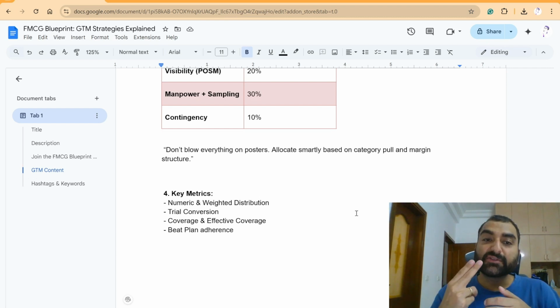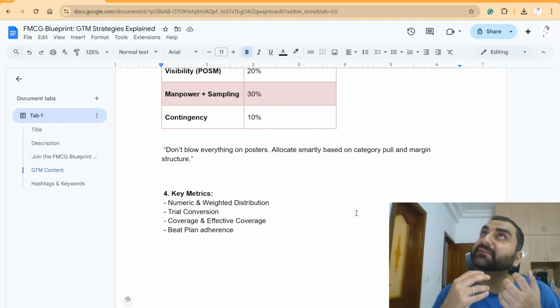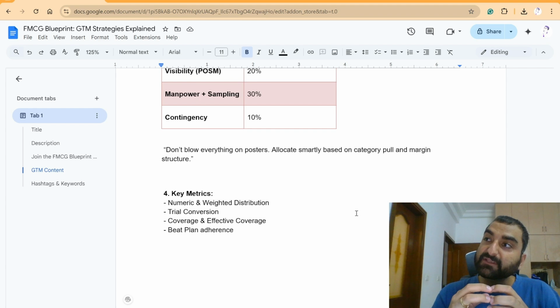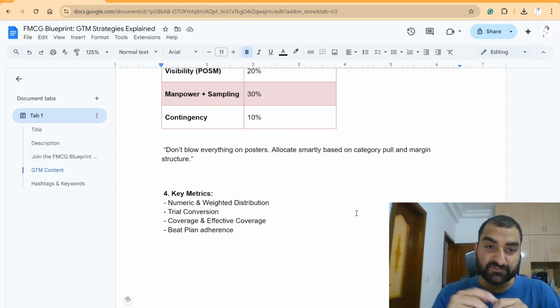Next thing that you need to ensure is coverage as well as effective coverage. It is directly proportional to numeric and weighted distribution. Right, coverage ensures numeric distribution, and effective coverage means getting into the right set of outlets that will ensure your weighted distribution. Right? So a combination of these two.